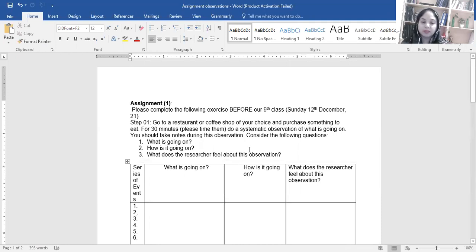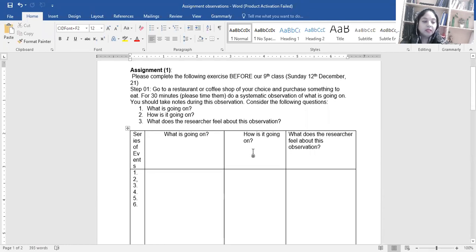One is the general observation in a naturalistic setting, and the other is the topic or your research-specific observation. Activity one is to go to a restaurant or a cafeteria of your choice and purchase something to eat. For 30 minutes you must be there and conduct a systematic observation of what is going on. You should take notes during this observation.